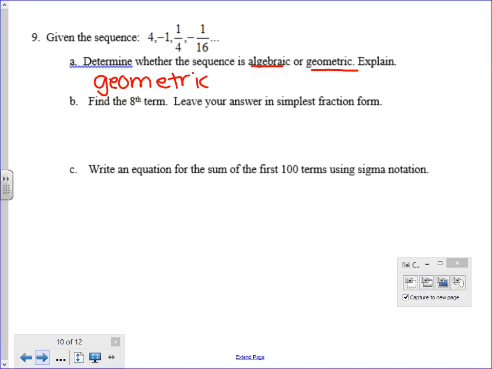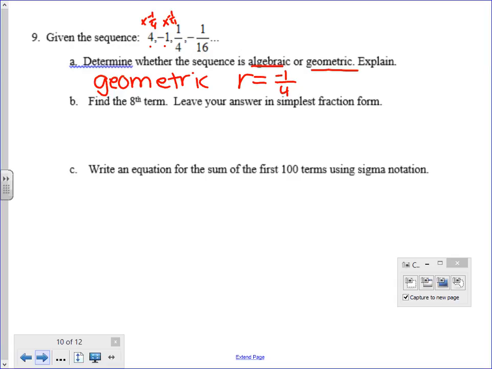When I find the common ratio, r, remember I take the second term divided by the first term, so -1 divided by 4. That is your common ratio, and I can double check that. 4 times negative 1/4 is negative 1. Negative 1 times negative 1/4 is positive 1/4, so on and so on.